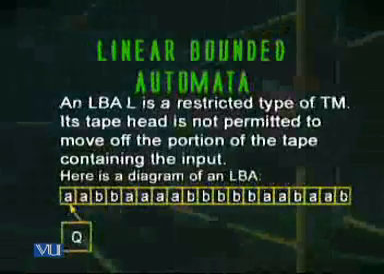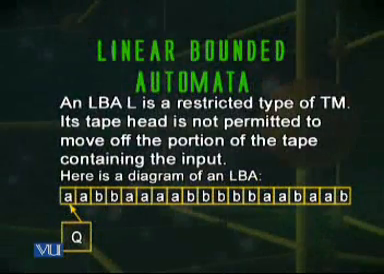In fact, it only uses the portion of the tape that was given to it, that on which the input was given. Let's look at a picture of a linear bounded automata. As you can see in this picture, it looks like a Turing machine, except we have shown that there is input and there is no tape after the input and there is no tape before the input.